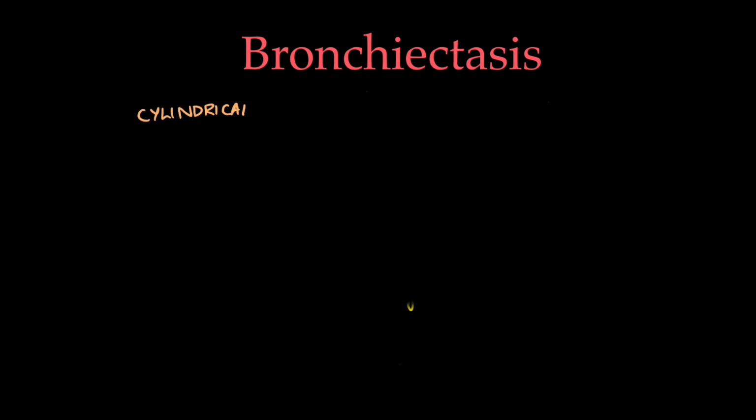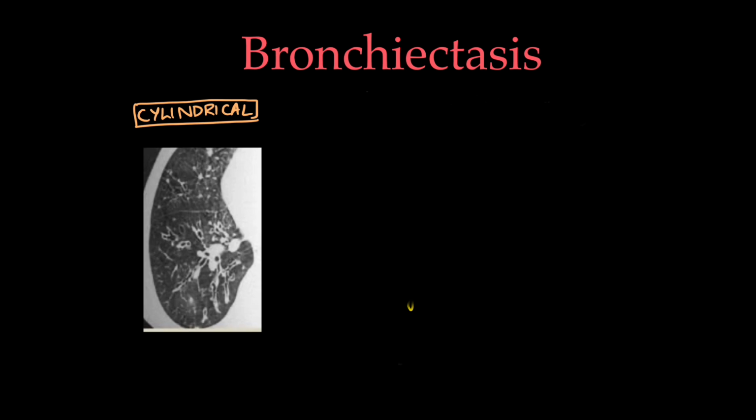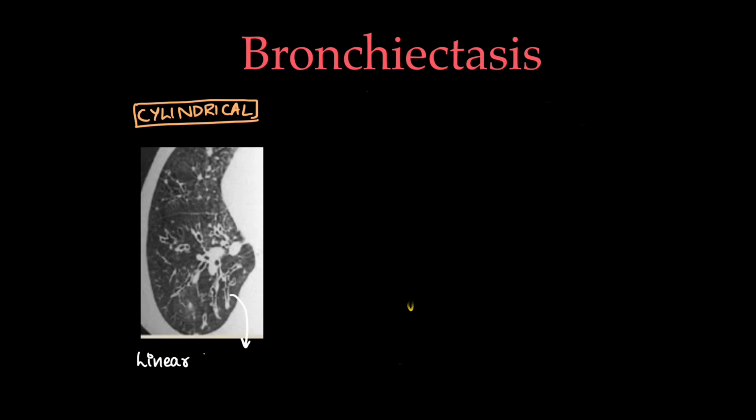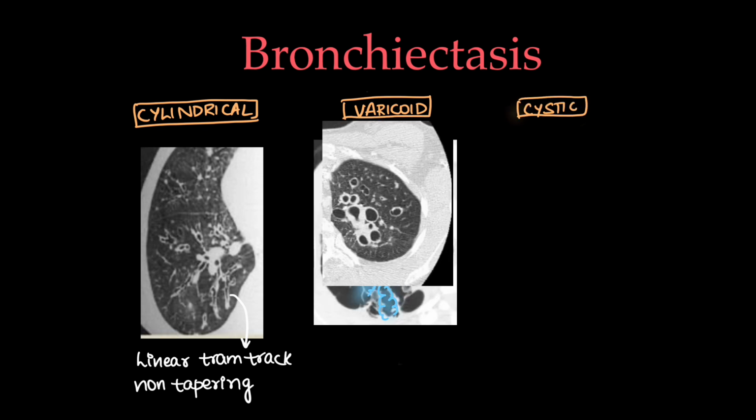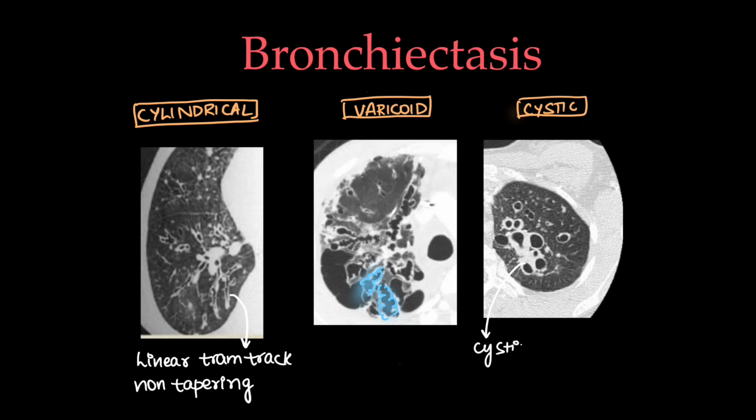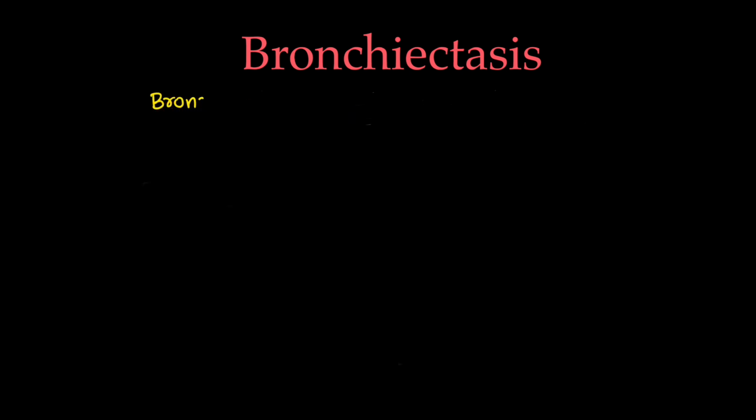On imaging, we will see these three types. Cylindrical bronchiectasis looks something like this. There is linear non-tapering bronchi which gives tram track appearance. Next is the varicoid or varicose type of bronchiectasis. Here we can see beaded appearance of the dilated bronchioles. Next is the cystic type. Here we can see grape bunch like appearance of cystically dilated air spaces with air fluid levels.